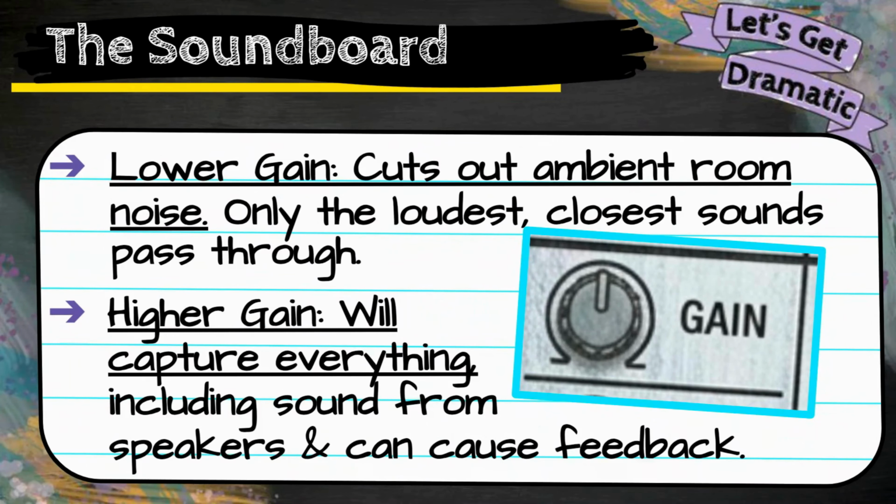So low gain cuts out ambient room noise. Only the loudest, closest sounds pass through. Higher gain will capture everything, including sound from speakers, and can cause feedback. So higher gain allows more sound to come in. Lower gain does not allow as much sound to come into the channel.